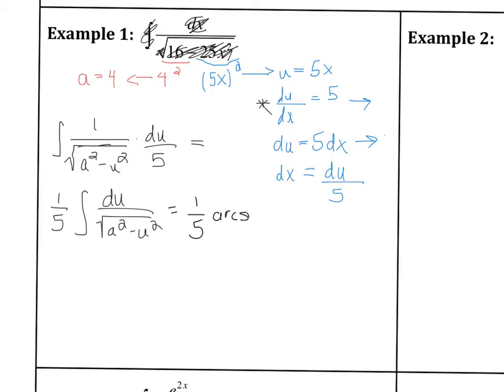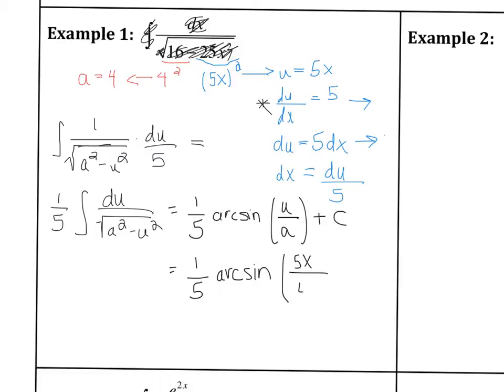arcsine, and then u over a plus c, but of course we'll want to back substitute. We don't want to leave it as u's and a's. That was just a trick to help us get through the problem. So in this case, let's look back at our definitions. U was 5x, and a was 4 plus c. Done.